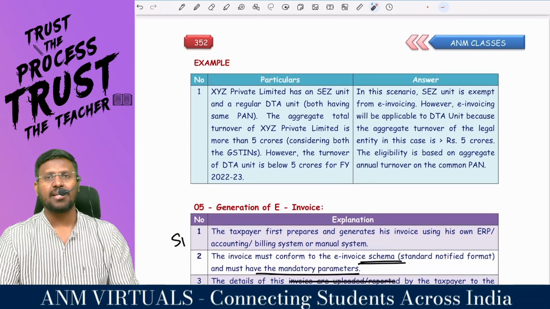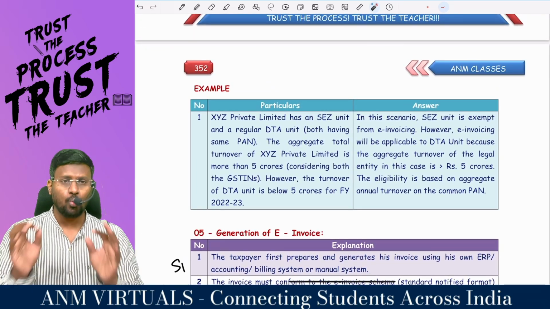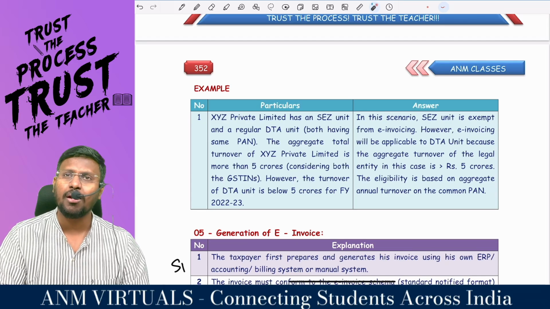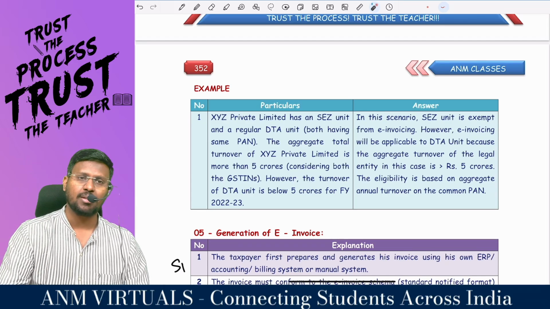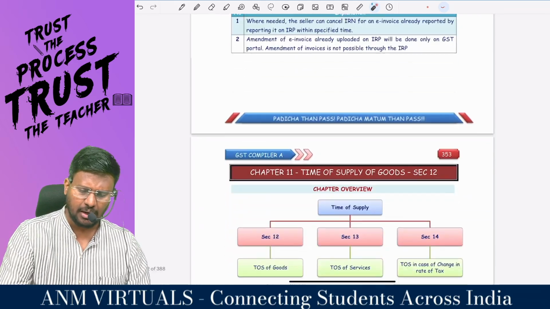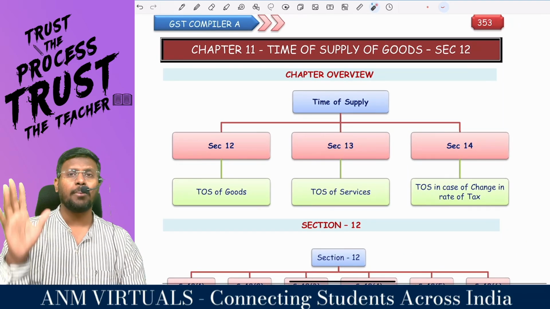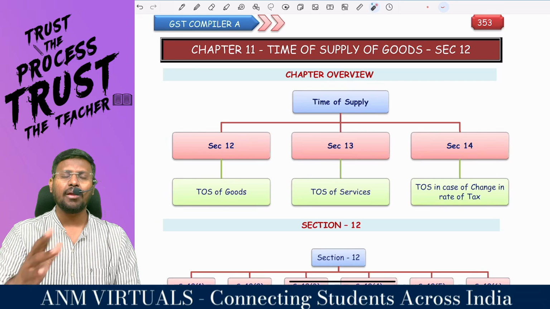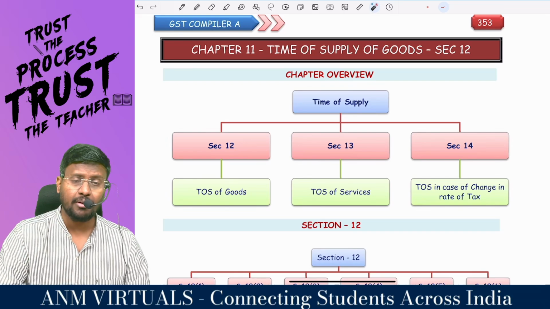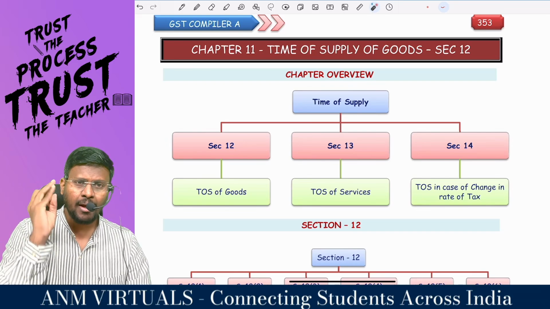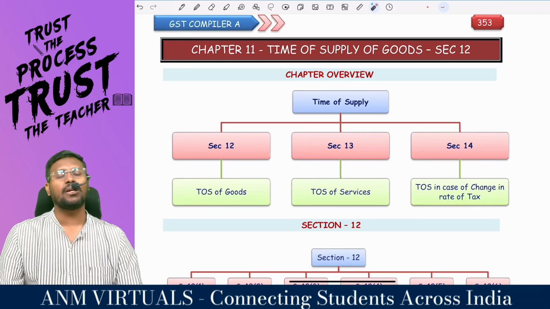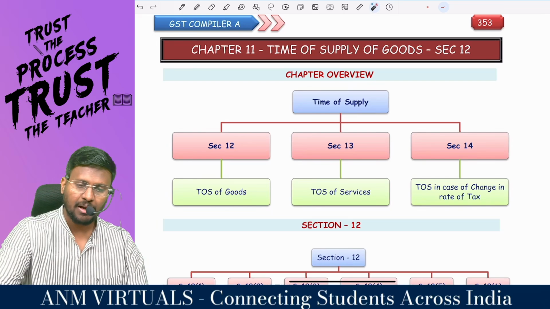That's it. We can say that we are through with the brilliant chapter called tax invoice, debit note, and the format of the tax invoice. Immediately after this, my dear lovable students, we'll be talking about time of supply of goods, time of supply of services, sections 12, 13, and 14. What we have completed now is sections 31, 31A, 32, 33, and 34, which is tax invoice, debit note, and so on. Comfortable, sir?